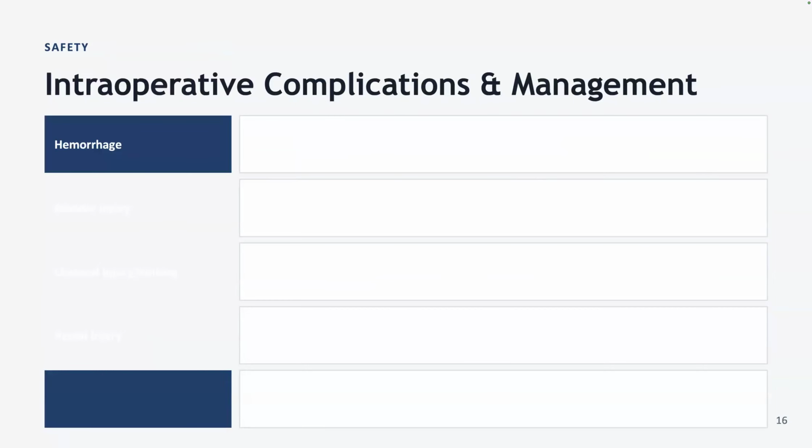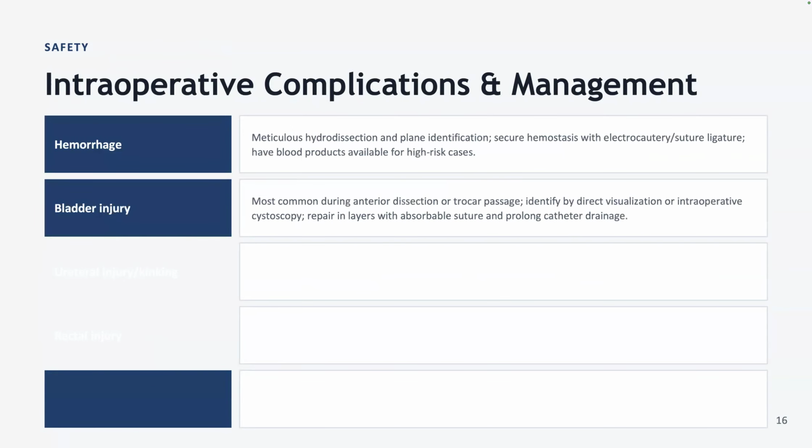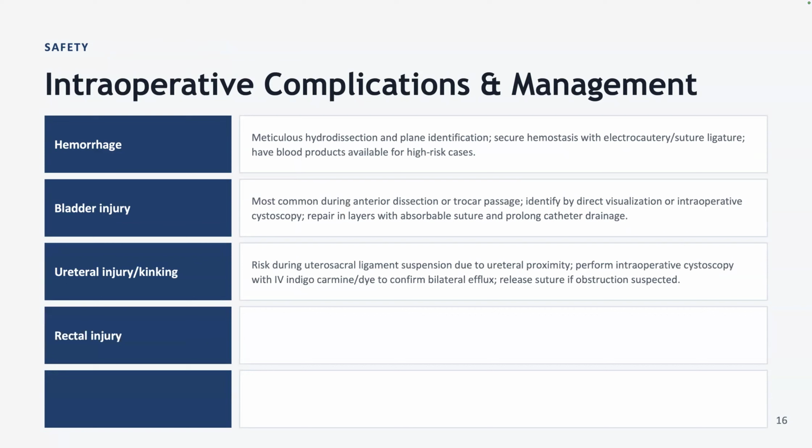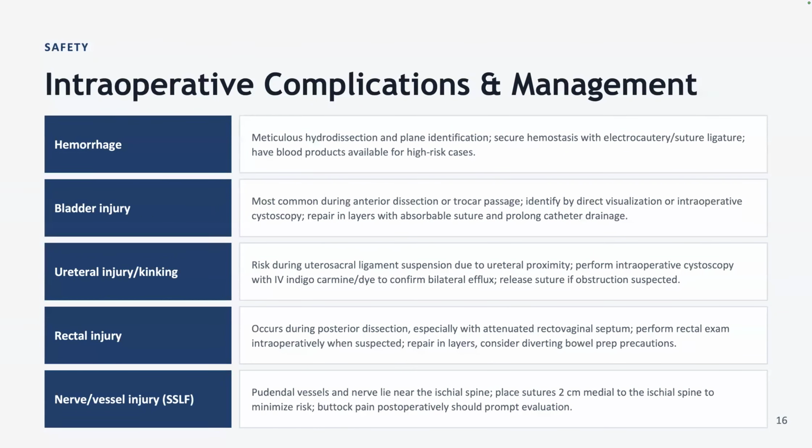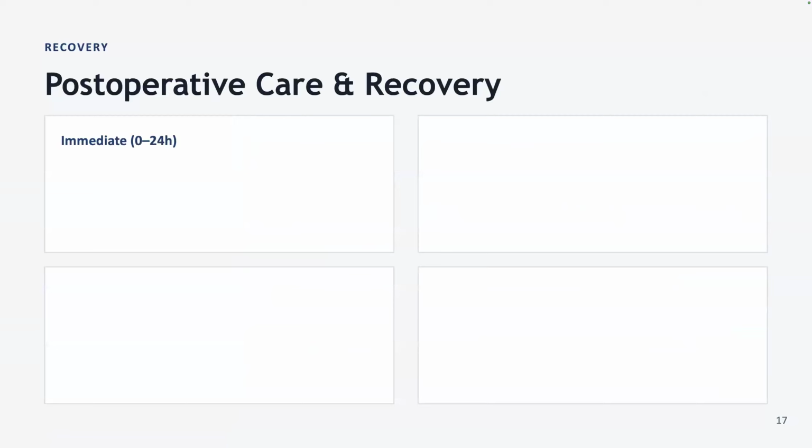Now, complications and management. Hemorrhage is very important. Bladder injury is another. Ureteral injury and kinking are important. Rectal injury and nerve and vessel injury are also possible. For hemorrhage, we need meticulous dissection, proper identification, and secure hemostasis, either with electrocautery, suture, or ligature. Bladder injury, during the anterior dissection, we should be worried about. The same with ureteral injury and rectal injury.